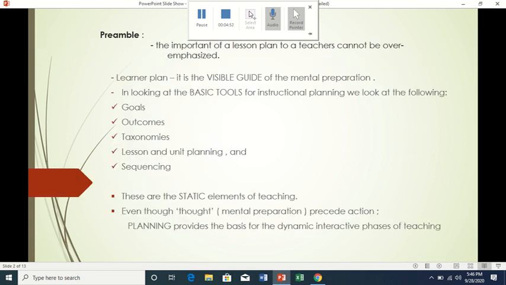Educationists believe that these are the static elements of teaching. And even though our mental preparation, we are told, precedes action, the planning that we put on paper provides the basis for the dynamic interactive phases of teaching. We are going to go into the classroom. We are going to interact. Interaction is dynamic. And so what is going to provide for us in this interaction with our learners is the planning that we have put on paper, and that is our lesson plan.